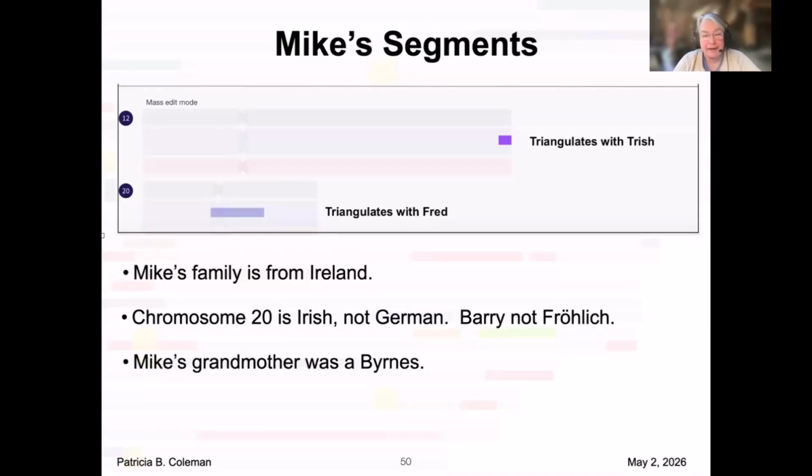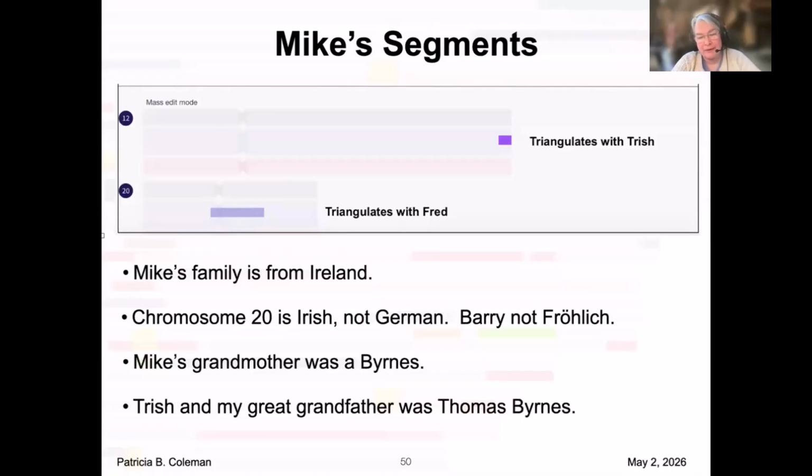Mike's grandmother was a Byrne. And Trish and my great-grandfather was Thomas Byrne. So that explains those two segments, because Mike's whole family is from Ireland, and then he's got a Byrne ancestor, just like Trish and I do. Again, we haven't been able to go back far enough to make the connection. Well, it's his grandmother. We still haven't been able to connect the two families because the segment isn't all that big. It would be back pretty far, but anyhow.